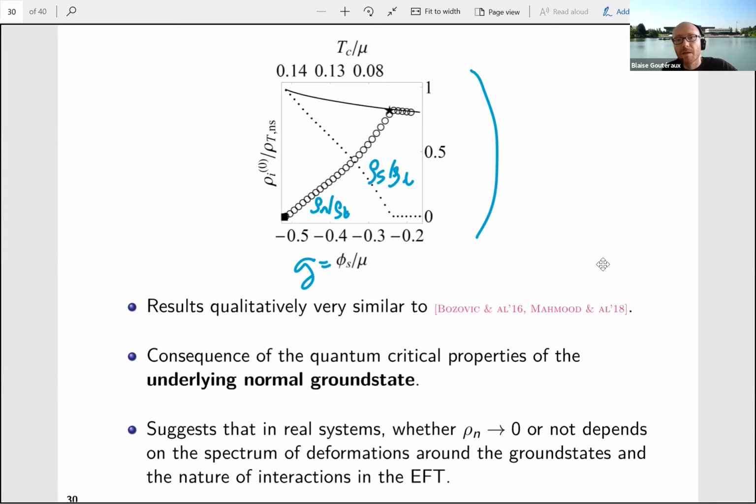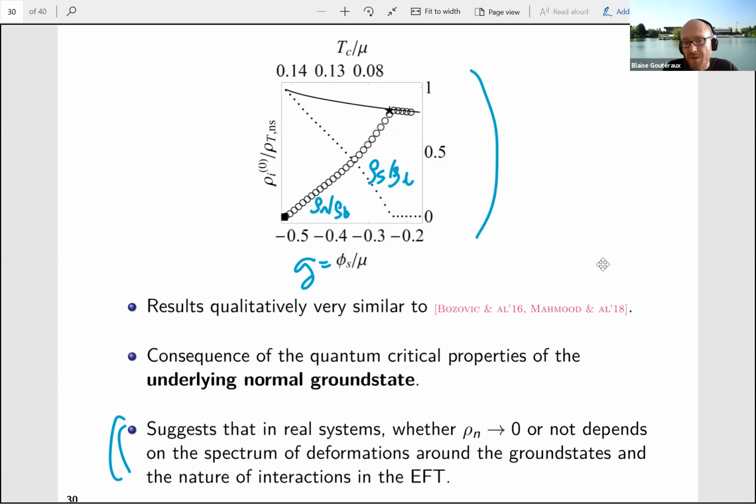I think this is not to be taken extremely seriously. I'm not saying that we have a holographic dual of anything. I'm just saying that by playing with the spectrum of irrelevant deformations around the ground state of these holographic superfluids, it's pretty easy to come up with solutions that mimic these experimental results. And the lesson I would draw from this is that in real systems, whether the normal density vanishes or not depends on the spectrum of deformations around the ground state and the nature of the interactions in the EFT that controls the dynamics around this ground state.